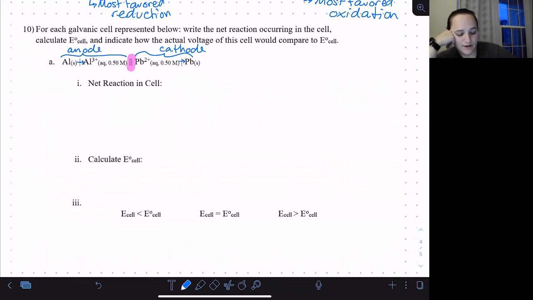So our anode reaction is aluminum becoming aluminum 3+. To balance that for charge, we need to add 3 electrons to the right. So when you're writing half reactions, make sure that you balance them. We put our thing that is being oxidized and what it turns into, but this isn't a balanced reaction as it's written. It's not balanced for charge, so we need to include electrons.